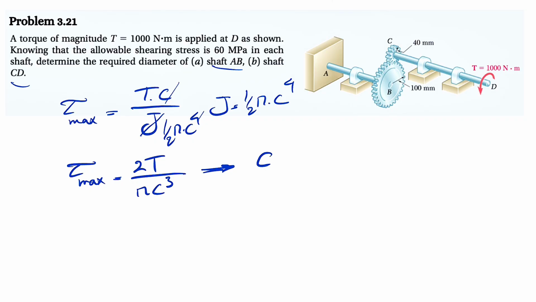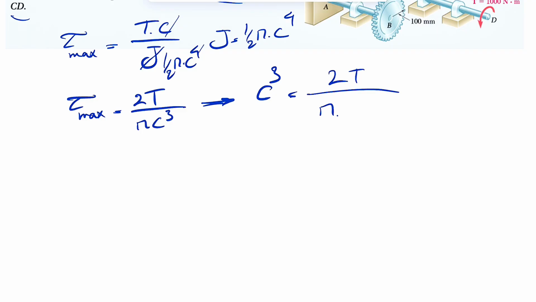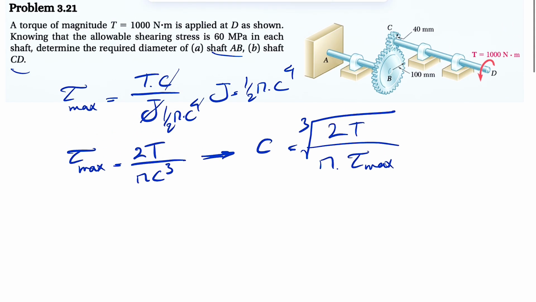So here c cubed will be 2T over pi times the maximum shearing stress, and if we take the third root of each side, we can find the c, or the radius, but keep in mind that the question is asking for the diameter. So now we need to figure out the torque in each of these two shafts, and from there we can find the radius, or the c.